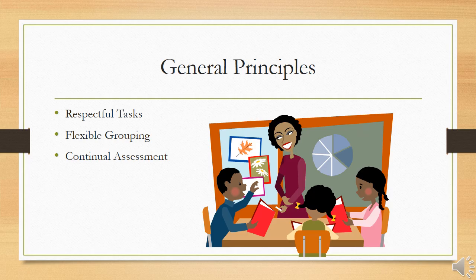The general principles of differentiated instruction include respectful tasks, flexible grouping, and continual assessment. Including respectful tasks during class time is important because students need to feel respected regardless of the task level they are completing. It is important to bring all students on board regardless of what they are working on. And don't forget to give the students a task that is interesting.